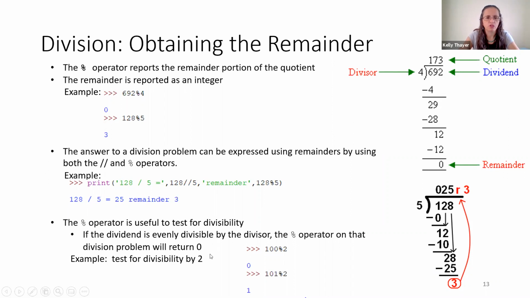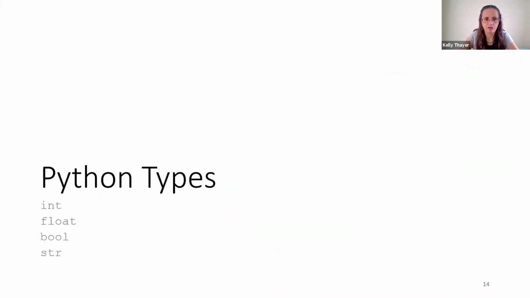The percent operator is useful for testing divisibility. So if the dividend is evenly divisible by the divisor, the percent operator in that division problem will return 0. So if you want to test for divisibility by 2, for example, we could see that 100 % 2 gives back 0. So now when we get to doing the if statements, you see that we could set up an if statement to test whether or not something is divisible by 2 using this test.